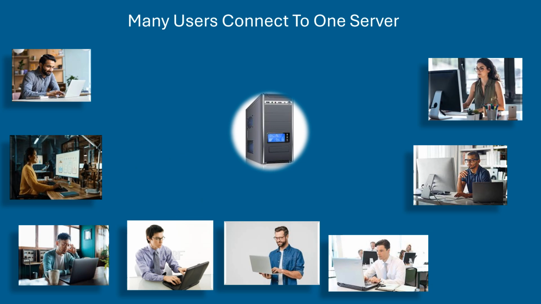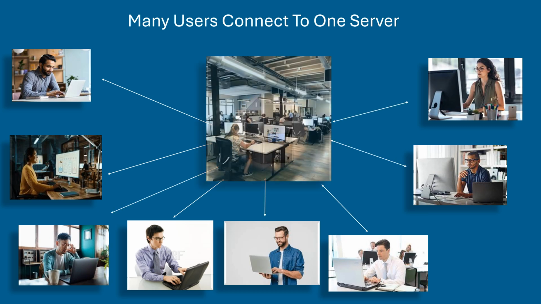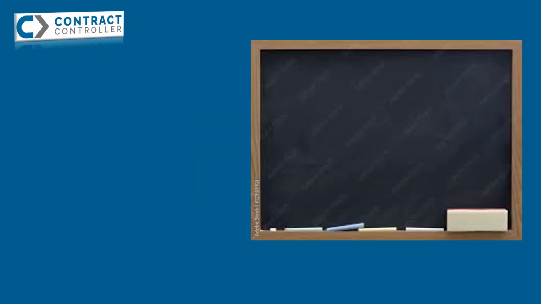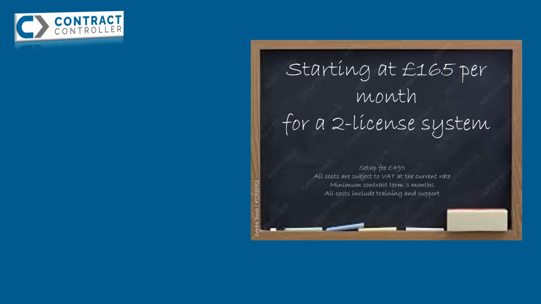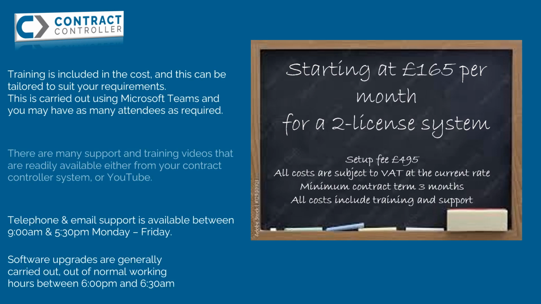Contract Controller is installed and run on a central server. Employees connect to this via client software on their PCs or laptops. The central server is usually based in your office, and this is accessed through your office network. Users are also able to access this off-site, if they have remote access to your office network. Once on board, we will be with you all the way, from initial training, to everyday support and into the future, with upgrades and enhancements.